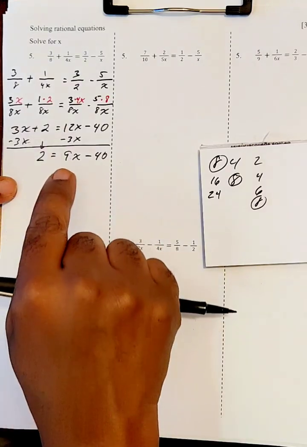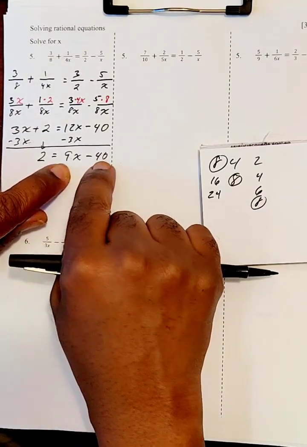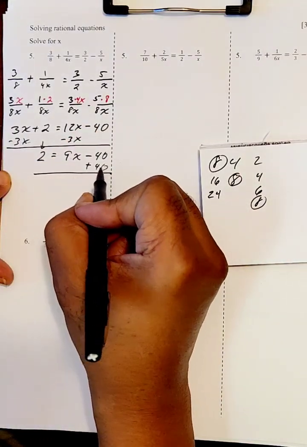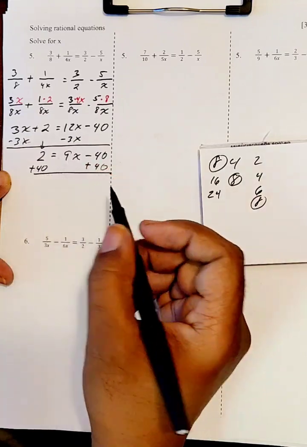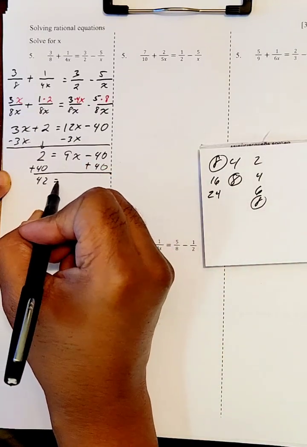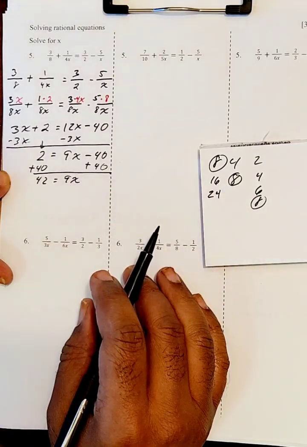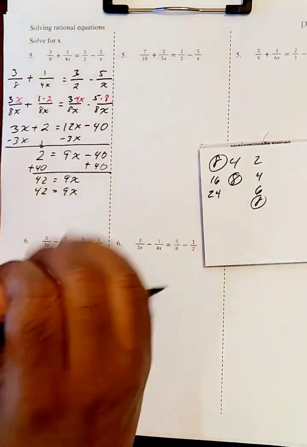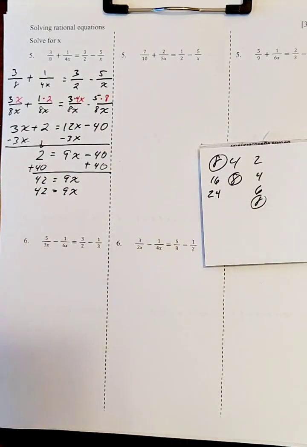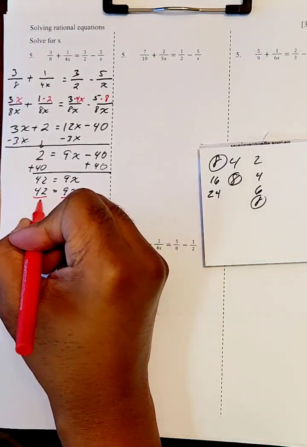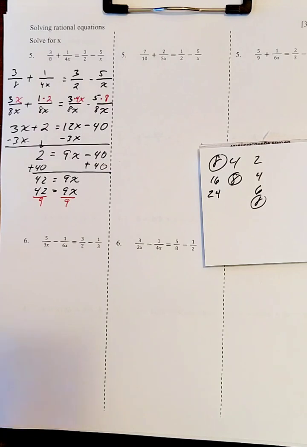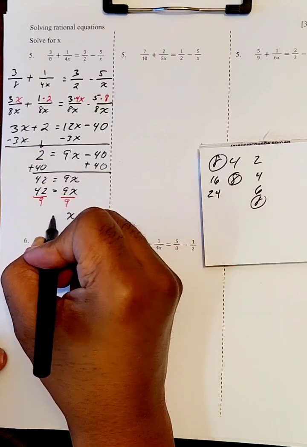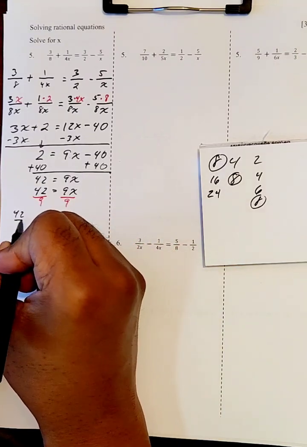Okay, now from here, we want to isolate x, so we need to get rid of the subtracting 40 and the multiplying 9. To get rid of the subtracting 40, we're going to add 40 to both sides. And what we get is 42 equals 9x. Now we're going to divide both sides by 9 in order to get x by itself. So divide by 9 here, divide by 9 there. And we do get x by itself. These cancel. And we get 42 over 9.